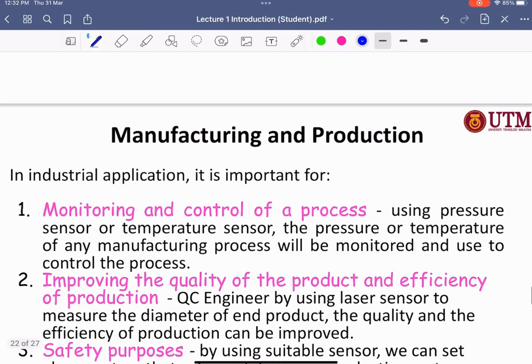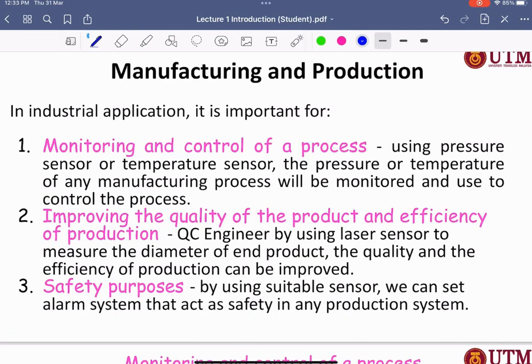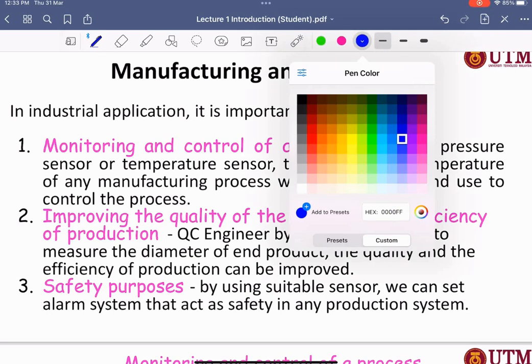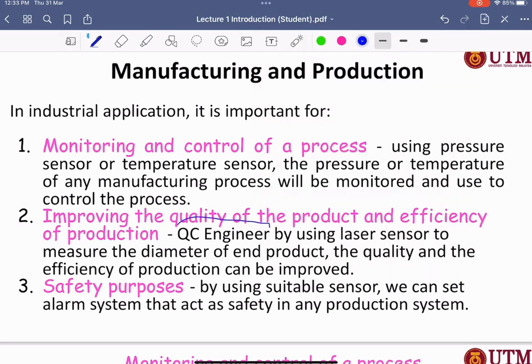So you want to monitor, for example, a temperature sensor, pressure, to help you control the process. So maybe some of you will work as a QC engineer, although your program is mechanical engineering. When you apply for a job later in industry, you can also apply as a QC engineer.